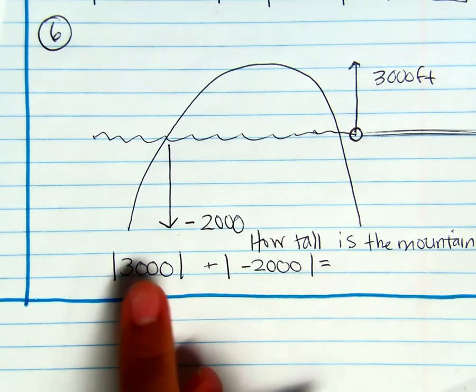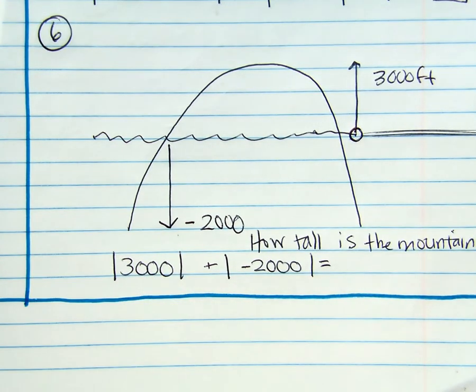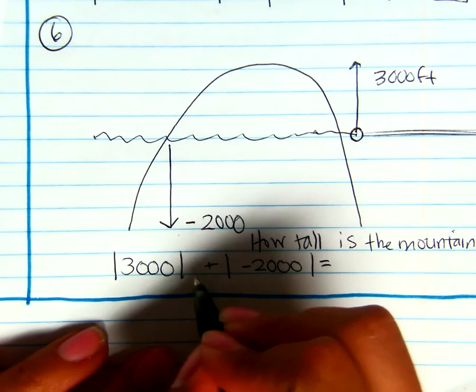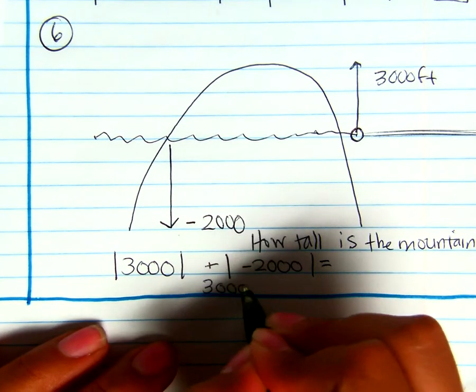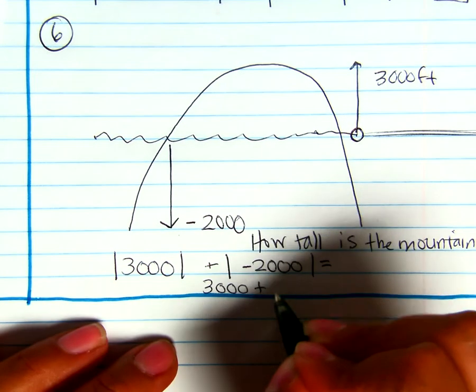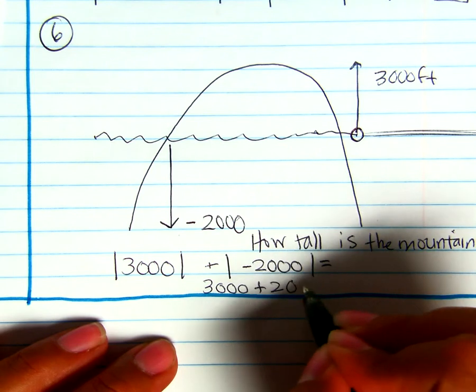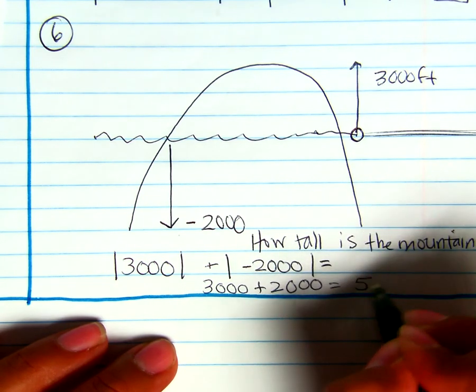And so then to solve this, we just take the absolute value of each one first. So that's going to be 3,000 plus what? 2,000, which is 5,000.